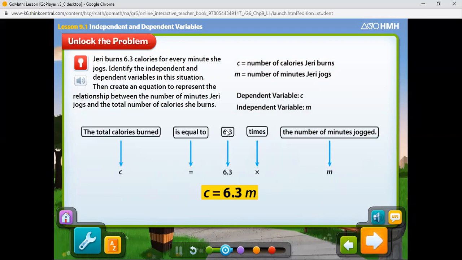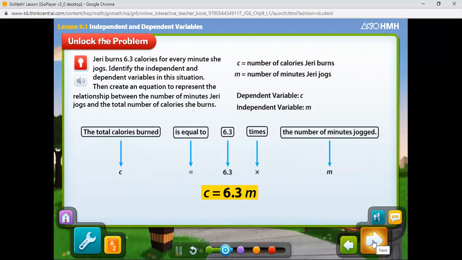6.3 multiplied by 2. So here they just asked us to write an equation, which means we are just going to say that you can take the number of minutes jogged as any M. So 6.3 multiplied by M is going to give you the number of calories Jerry burns. That is, if you want to find out for 5 minutes how many calories Jerry burned, 6.3 multiplied by 5 is going to give you how many calories Jerry burned.